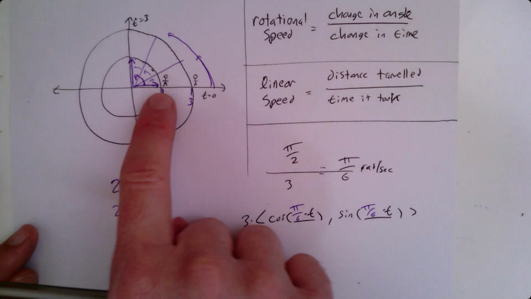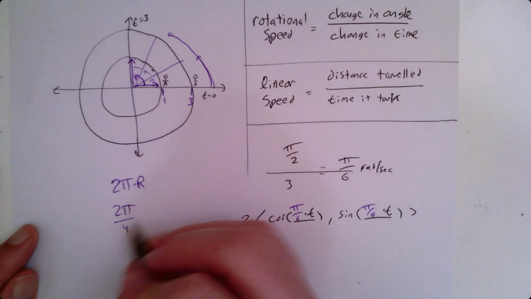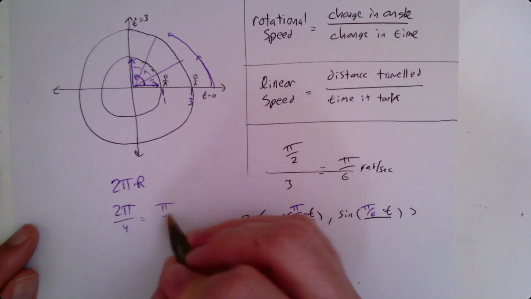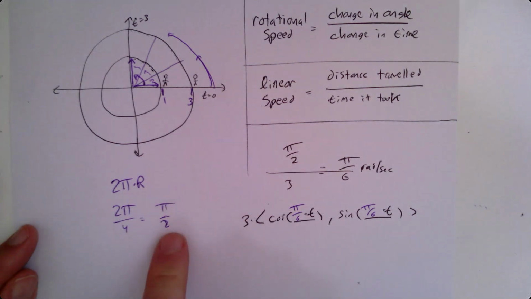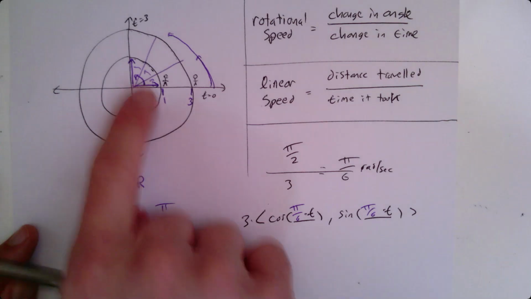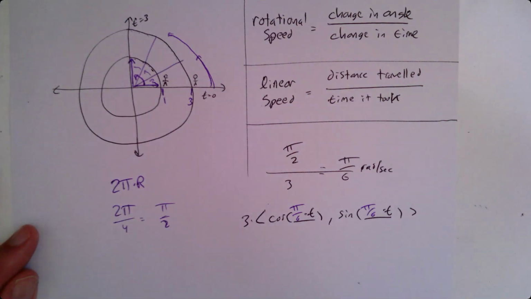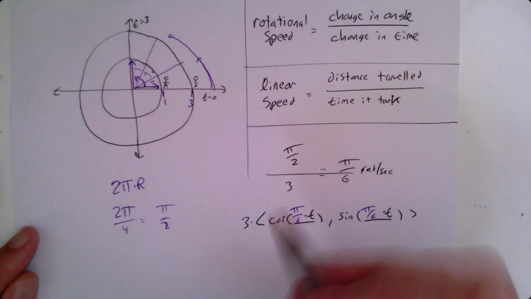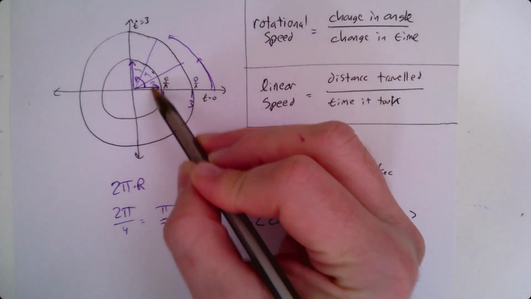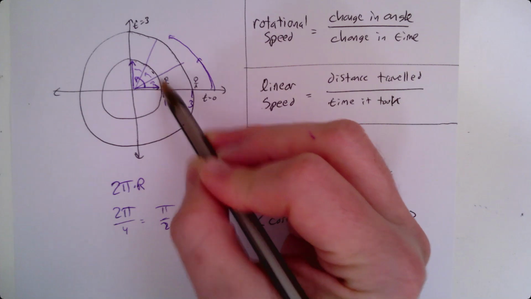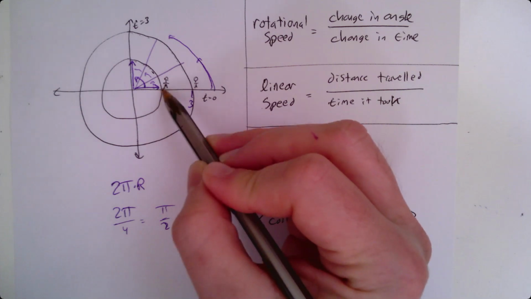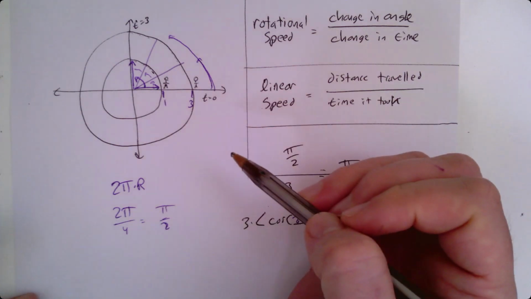Okay, how far is it to go a quarter of that? Must be 2 pi over 4, or pi over 2. You'll notice that that's exactly the same as the angle measure. And that's because that's how radians were defined. Radians are defined so that the measure of the angle is the same as the length of the arc of the circle when the circle is radius 1.